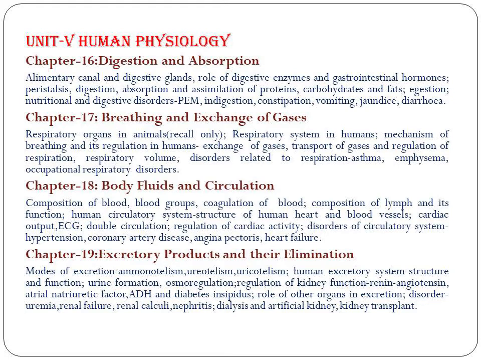Under chapter 19, excretory products and their elimination, here we'll learn about the modes of excretion, ammonotelism, ureotelism, uricotelism, human excretory system, structure and function, urine formation, osmoregulation, regulation of kidney function, renin, angiotensin, atrial natriuretic factor, ADH, and diabetes insipidus. Then the role of other organs in excretion, disorders, uremia, renal failure and renal calculi, nephritis, dialysis, and artificial kidney, kidney transplant.